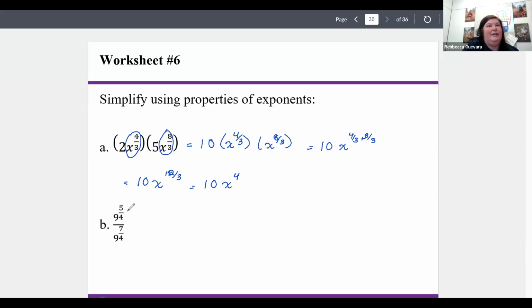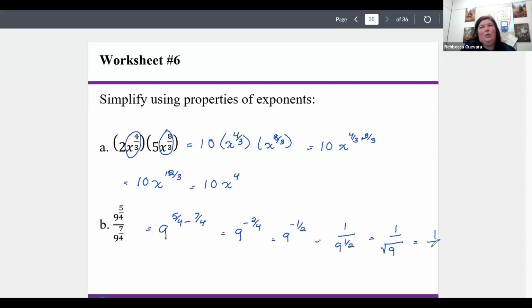So here you have 9 to the power of 5 over 4 divided by 9 to the power of 7 over 4. So we know same base. In this case, I just subtract the powers. So we end up with 9 to the negative 2 over 4. So that's going to be 9 to the negative 1/2. So we know this is just 1 over 9 to the 1/2, which means this is just 1 over the square root of 9, which is just 1 over 3.